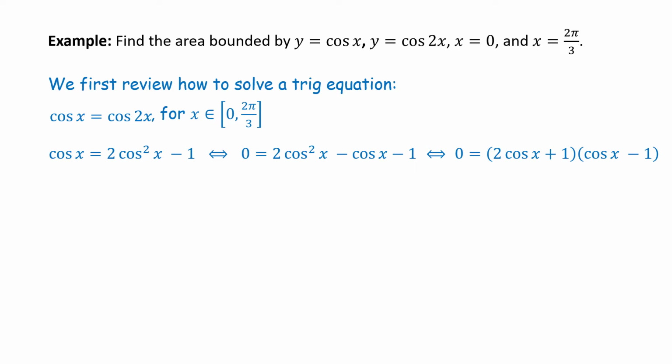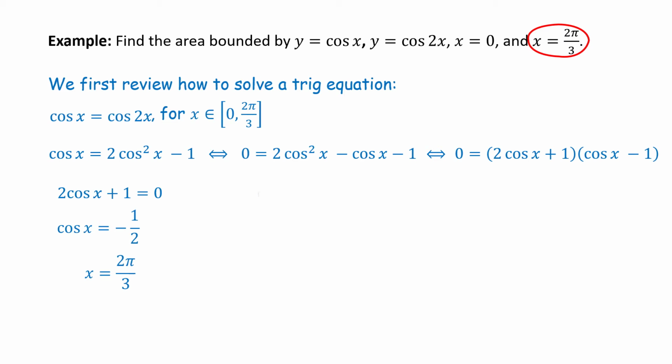We have two separate equations to solve for x. Let's begin with 2 cosine x plus 1 equals 0. Solve for the cosine. Cosine x equals negative 1/2. And so x answers the question, cosine of what equals negative 1/2, and in the interval from 0 to 2 pi over 3? It turns out to be 2 pi over 3. And notice that's one of the bounds of integration.